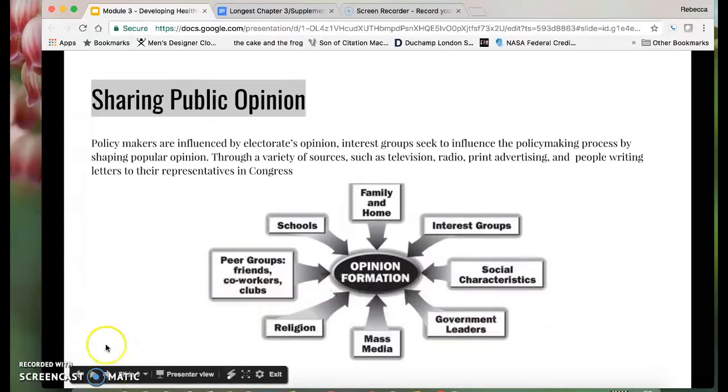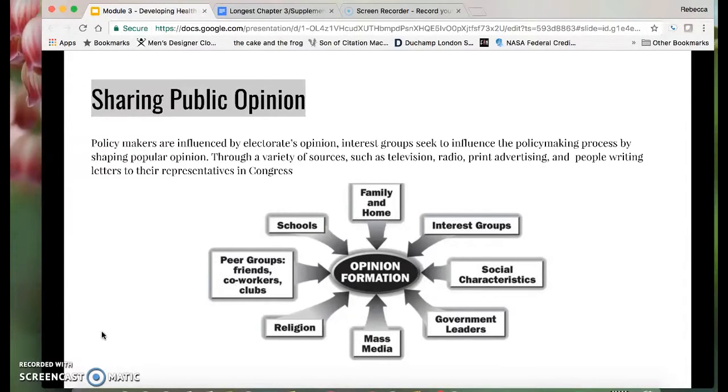And last but not least, there's sharing public opinion. This is actually a way for electors' opinions to be seen. So you have a variety of resources such as television, radio, print advertising, and people writing letters to their representatives in Congress. Basically, when these letters and ads are being shown, people are going to be like, oh my gosh, I need to vote for that person. This person holds my opinions. And that way it drives the interest or agenda setting when it comes to policymakers.